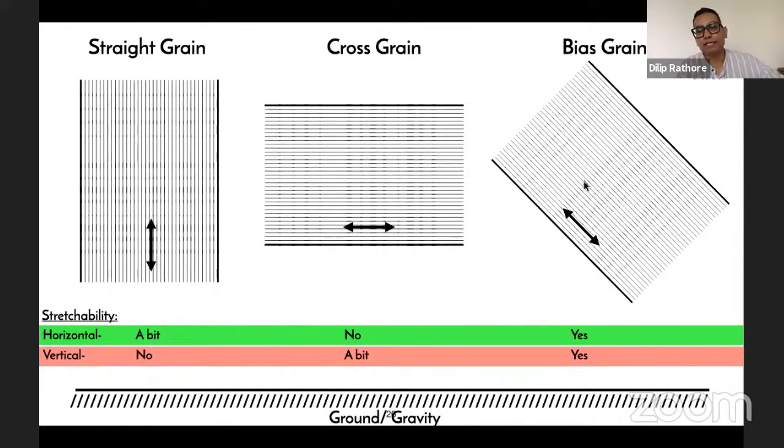Now you would be wondering, when the bias one stretches in both the directions, then why not this one? We will come to that. This is a special case, so we'll come to that. In these two, straight grain and the cross grain, the straight one is the one which is preferred for the body. Now then, what to do about the cross grain? We don't use this, or do we use this?